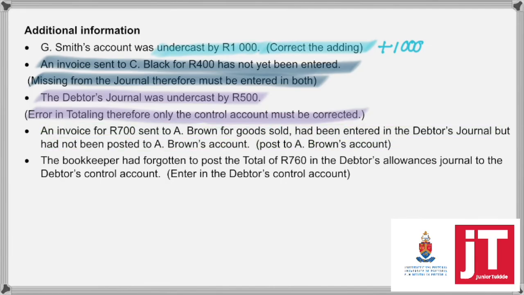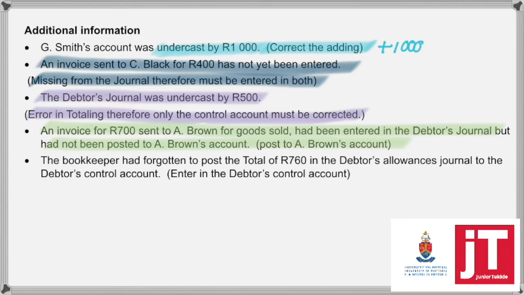Then, an invoice for 700 Rand sent to A. Brown for goods sold had been entered in the debtor's journal but had not been posted to A. Brown's account. So in other words, the control account's fine because the journal is correct. So what should we do? We should now only post to Brown's account to fix it. And remember, before we get to the last one, the invoice sent to him means that he bought more on credit, so he's going to owe more. So we're going to increase Brown's account.